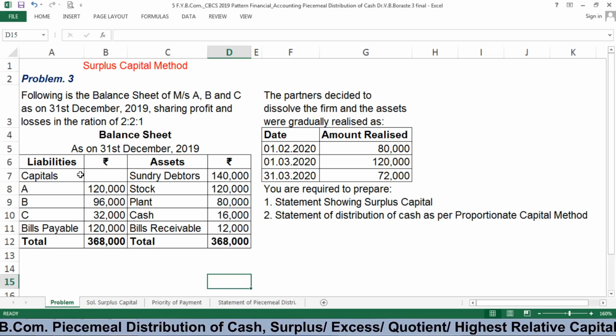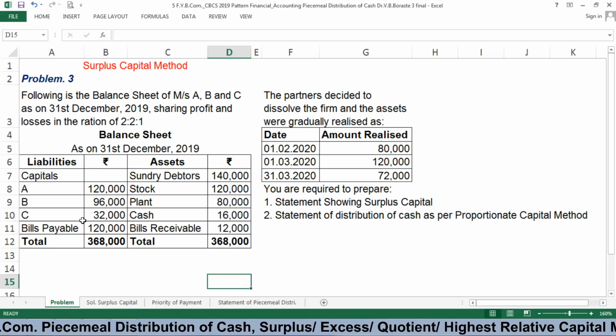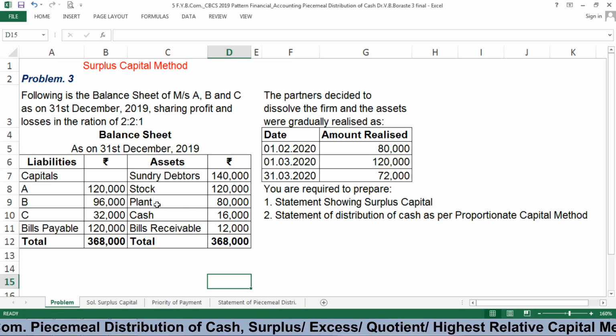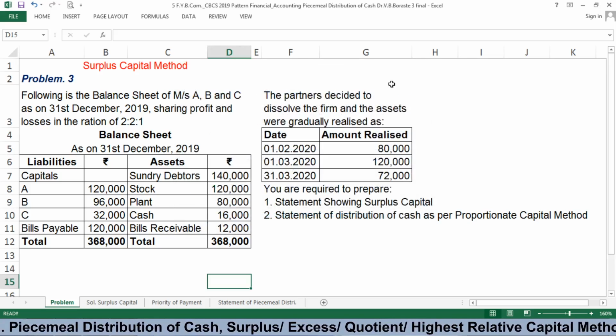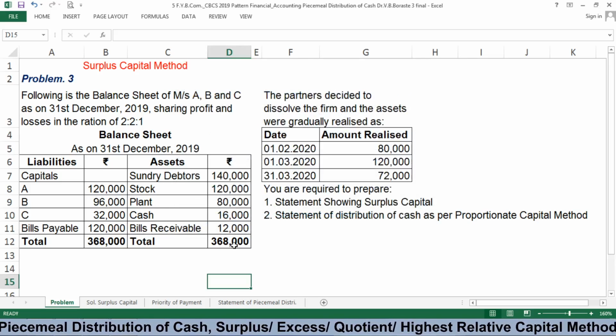So here are assets, here are some liabilities. Capital is there, bills payable is there. On the asset side, sundry assets, stock, debtors, cash and bills receivable are there. We have a total of 3,68,000 in liabilities and assets.